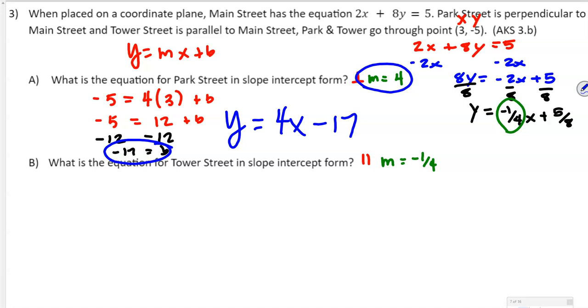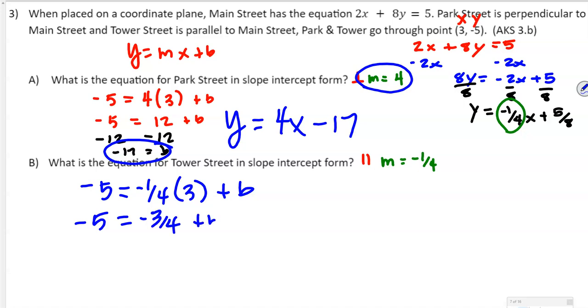Okay, so then we're going to do the same thing for parallel that we just did. So this is going to be negative 5, that's my y, is equal to this time negative 1/4 times our 3 plus our b, right? So this is going to be negative 5 equals negative 3/4 plus b. We're going to add 3/4 to both sides. And you can do this right in your calculator, right? So that's going to give us a negative 4 1/4, isn't it? That's equal to b, which is also equal to negative 17/4, right? Or 4.25. Doesn't matter which way.